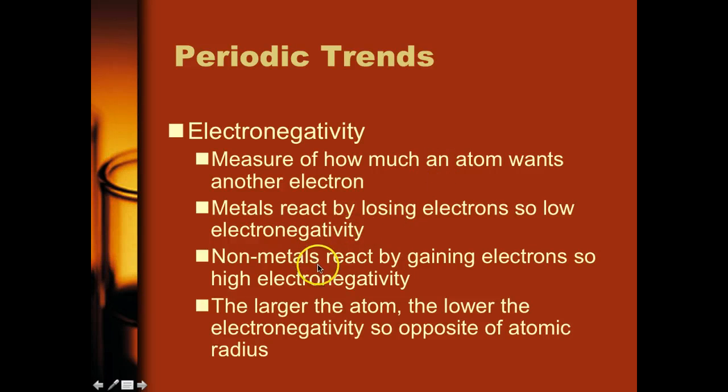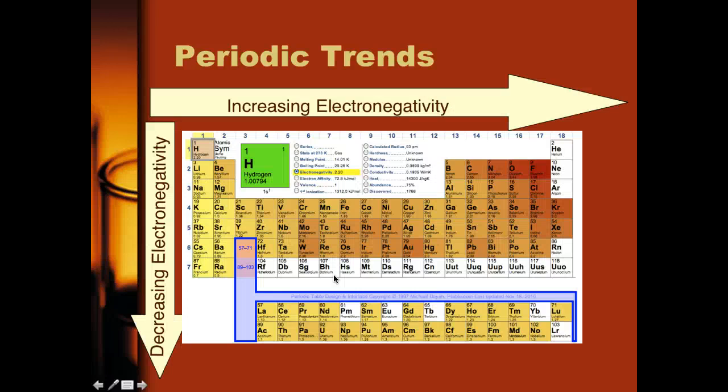Nonmetals react by gaining electrons. They want electrons, so they have a very high electronegativity. Give me your electrons. I love mine, and I love yours too. Give me electrons. The larger the atom, again, the lower the electronegativity. Okay, so let's look at the numbers here.